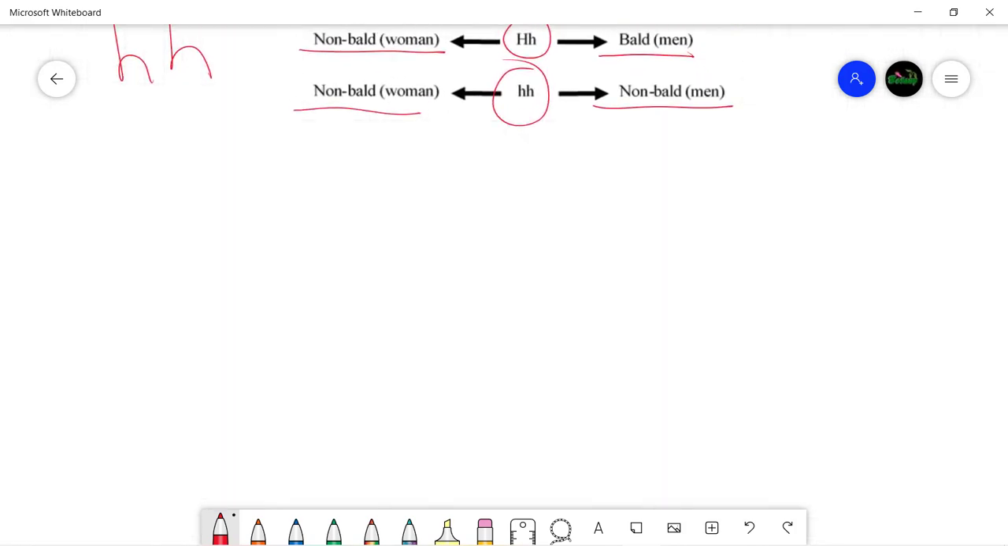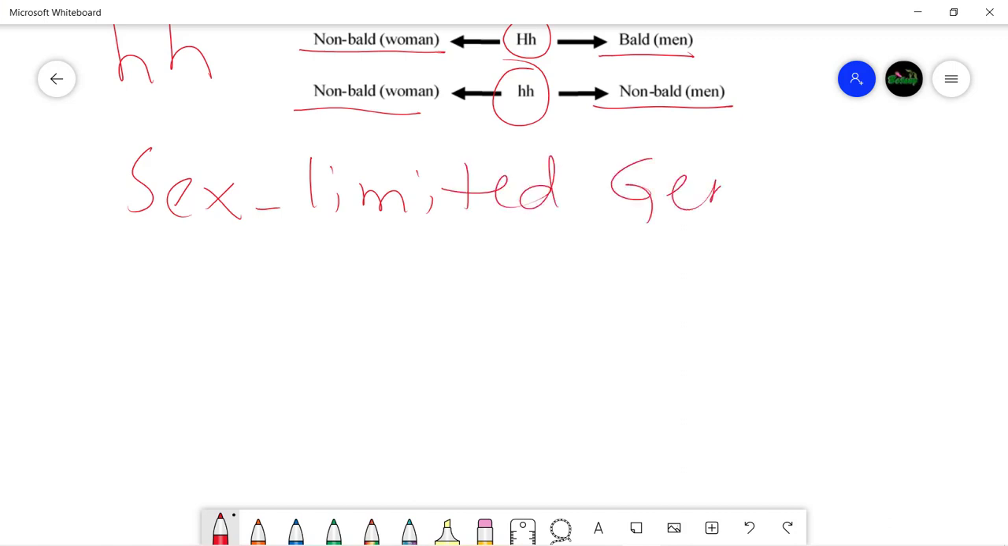Next is sex-limited genes. As their name indicates, sex-limited genes are those whose expression, or the phenotypic effect of the genes, is limited to a particular sex.